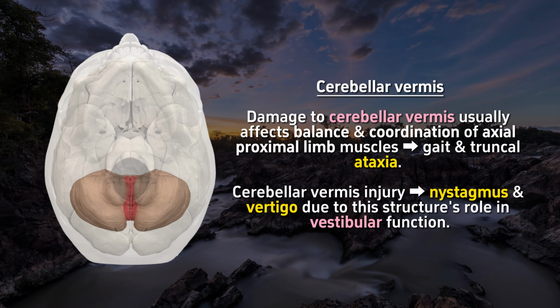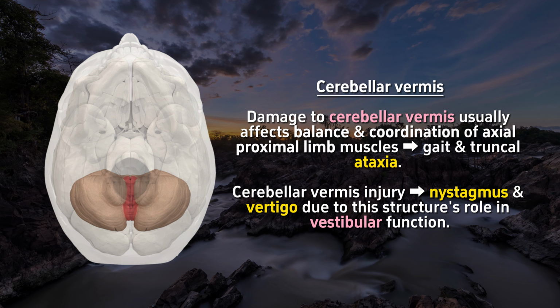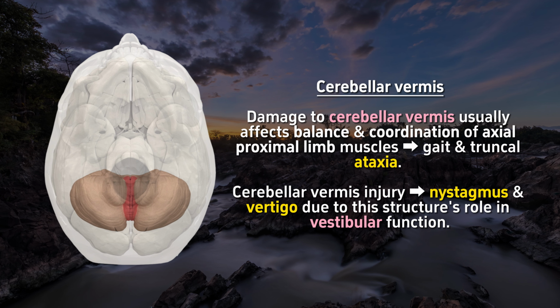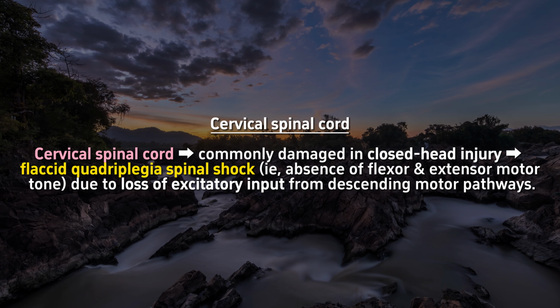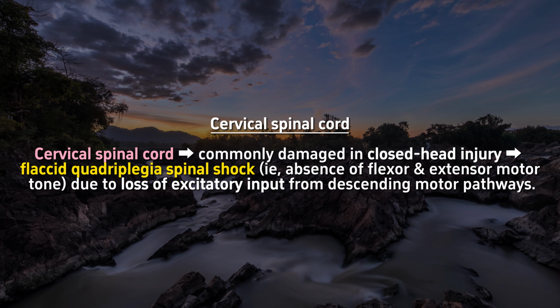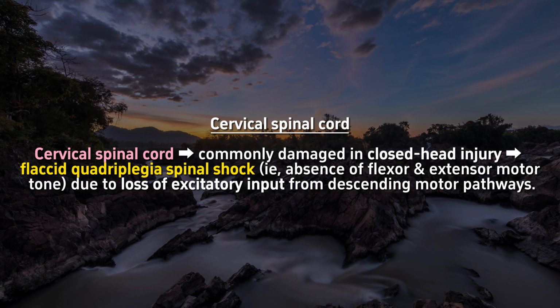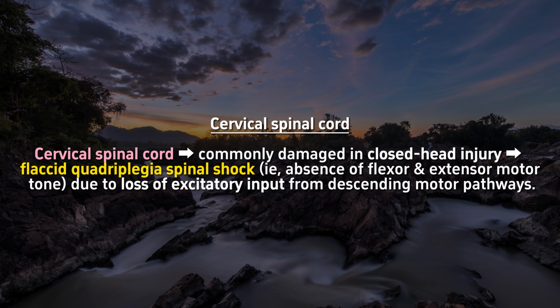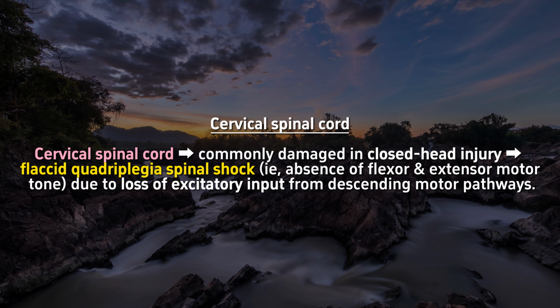Choice A. Damage to the cerebellar vermis usually affects balance and coordination of the axial and proximal limb muscles, resulting in gait and truncal ataxia. Cerebellar vermis injury may also result in nystagmus and vertigo due to this structure's role in vestibular function. Choice C. The cervical spinal cord is commonly damaged in the setting of closed head injury, which may lead acutely to flaccid quadriplegia and spinal shock, that is, absence of flexor and extensor motor tone, due to loss of excitatory input from the descending motor pathways.